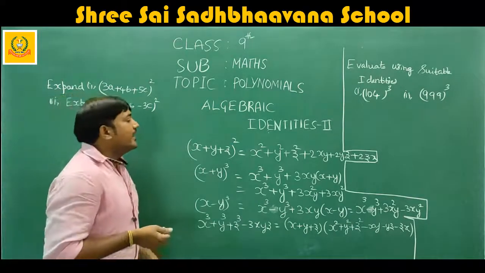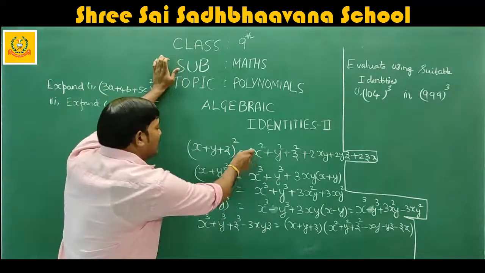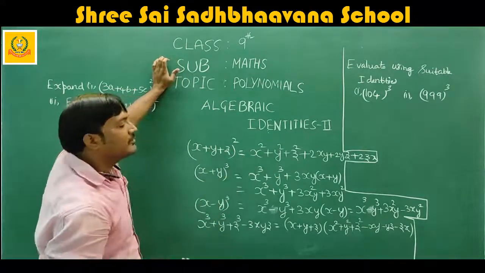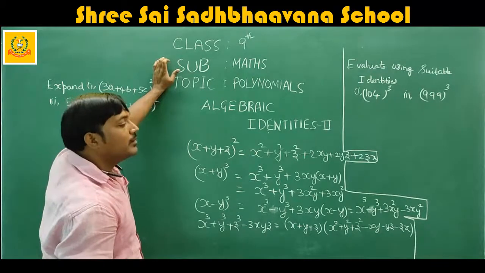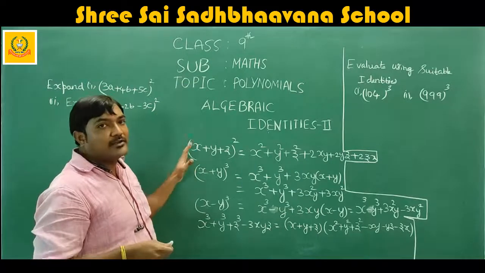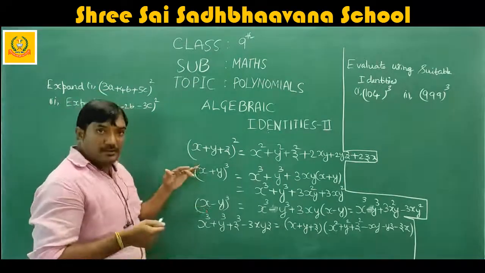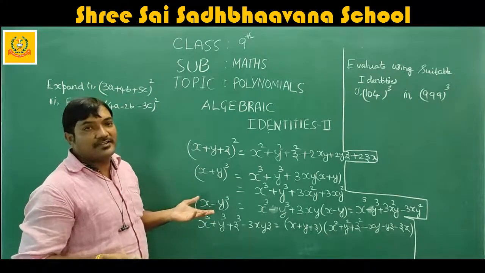First one is (x plus y plus z) whole square is equal to x square plus y square plus z square plus 2xy plus 2yz plus 2zx. Remember, these are very important identities. As I told you in the last class, this will continue for your remaining future classes also.